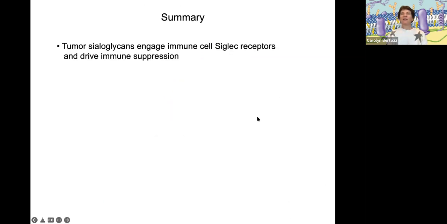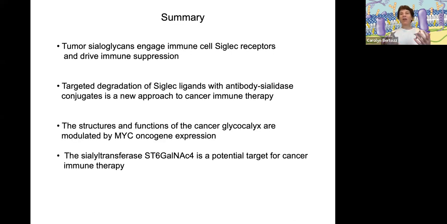So to summarize what I've talked about today, I started by giving you the backstory of how we came to understand, in my lab and as a field, that tumor sialoglycans can engage the Siglec receptors and drive immune suppression in the tumor microenvironment. And that's what stimulated our idea that a molecule that can basically do targeted degradation of those Siglec ligands, these antibody sialidase conjugates, could be a new approach to cancer immune therapy. And we are going to find out over the next few years through the clinical work at Palleon Pharmaceuticals.